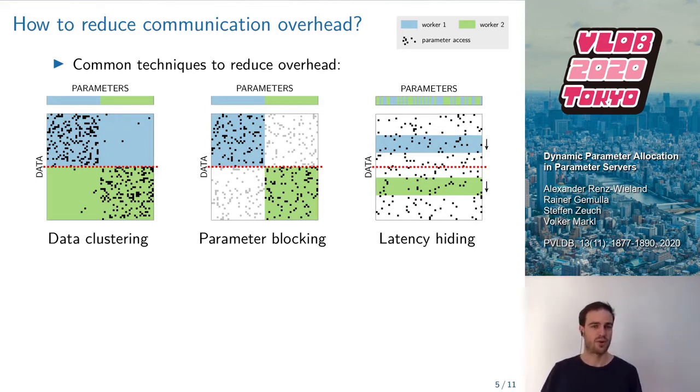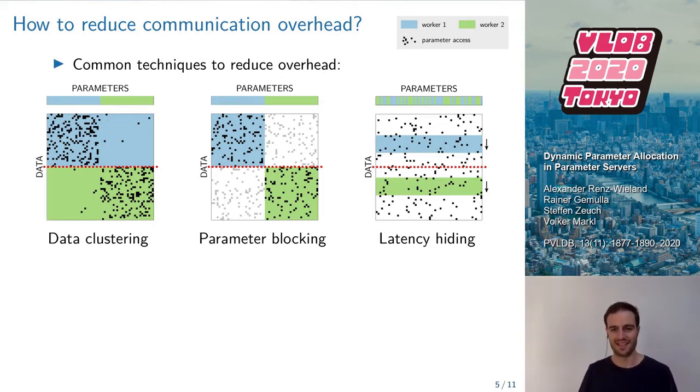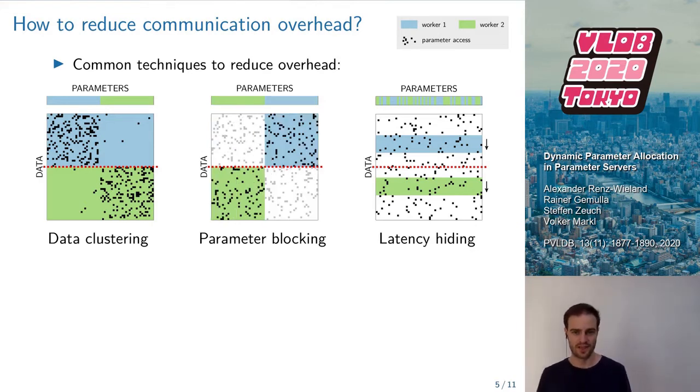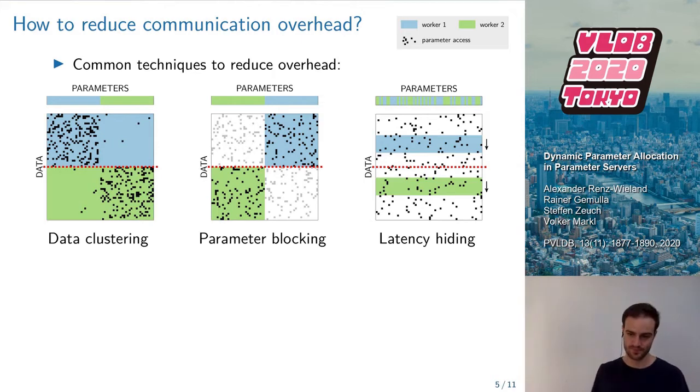A second technique is parameter blocking. In parameter blocking, you split an epoch into multiple sub-epochs, and in each sub-epoch, you restrict each worker to a subset of parameters. And then from sub-epoch to sub-epoch, you switch these restrictions. And in each sub-epoch, you allocate the parameters where they are accessed. A third technique, latency hiding, is a standard technique where you prefetch parameters asynchronously before they are used, such that the actual access does not require synchronous network communication.